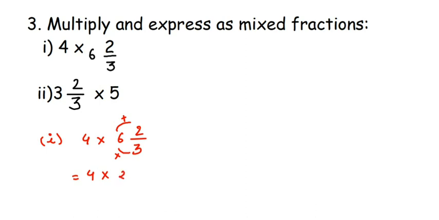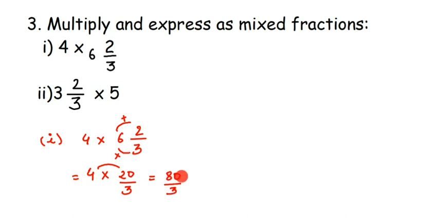So 20 upon 3. Now try to cancel them. Can you cancel a number? No. I cannot cancel 4 and 20 because both are in the numerator. So if you cannot cancel, just multiply them. So 4 into 20 is 80. So 80 upon 3. Now if you see, this is an improper fraction.